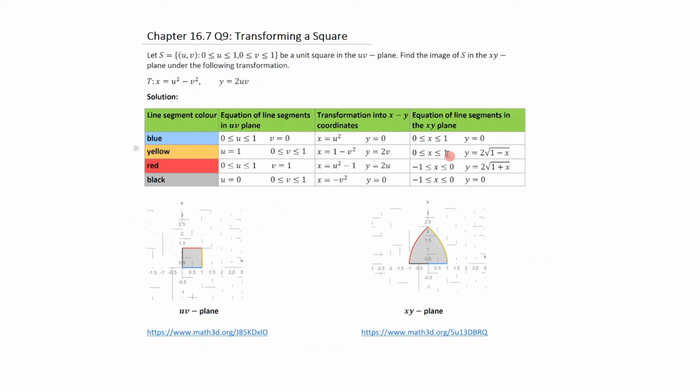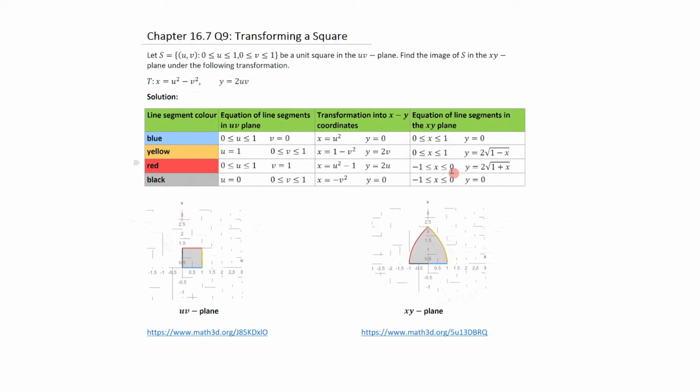So now we have all of these in a desired form, and we can graph them. For instance, here, from 0 is less than x is less than or equal to 1, which would be the section that you see here. This is the blue line. This 0 is less than or equal to x is less than 1, y equals 2 square root 1 minus x. That's the yellow line, which is this.